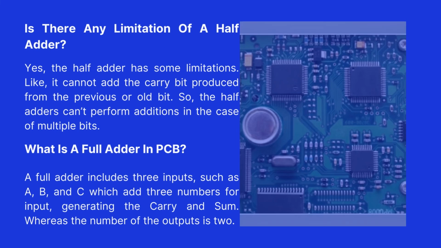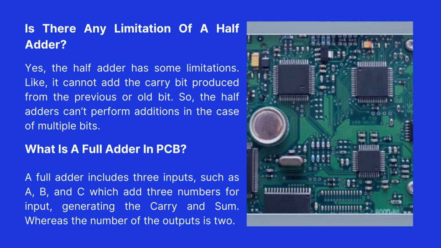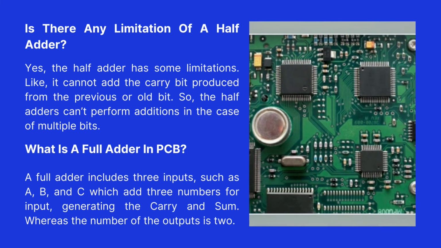Is there any limitation of a half adder? Yes, the half adder has some limitations. For example, it cannot add the carry bit produced from a previous bit. So, half adders can't perform additions in the case of multiple bits. What is a full adder in PCB? A full adder includes 3 inputs, such as A, B, and C, which add 3 numbers for input, generating the carry and sum. The number of outputs is 2.